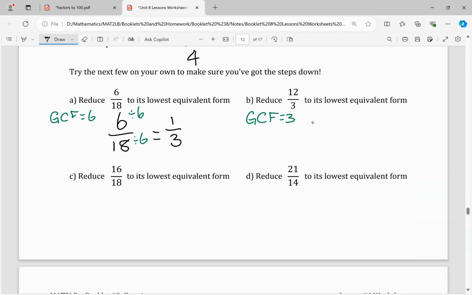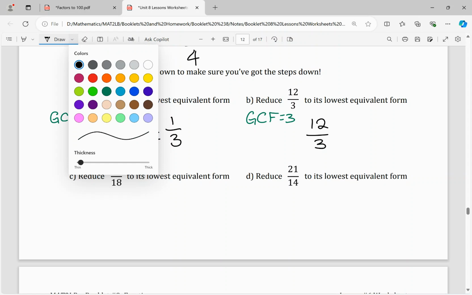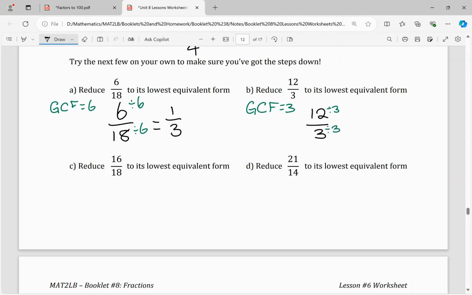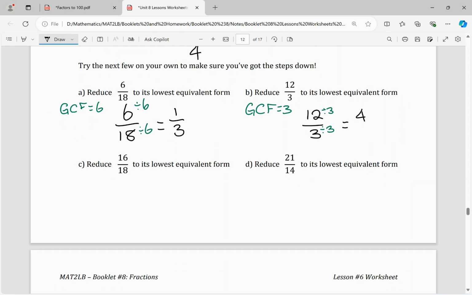So I'm going to take my fraction, which is 12 divided by 3. Doesn't matter that the larger number is on top here. The process is still the same. I divide both the top and the bottom by my GCF. Now 12 divided by 3 is going to give me 4, and 3 divided by 3 is going to give me 1. Now, if you have a fraction where the denominator is 1, then you don't need to write that denominator, right? 4 divided by 1 is just 4. So you can write that as a whole number if you would like.